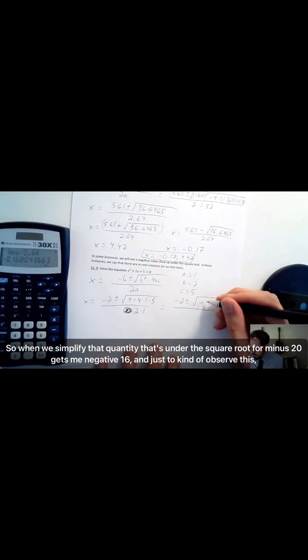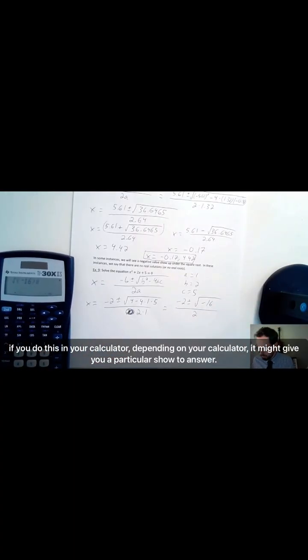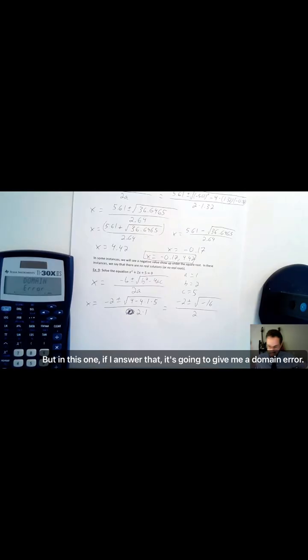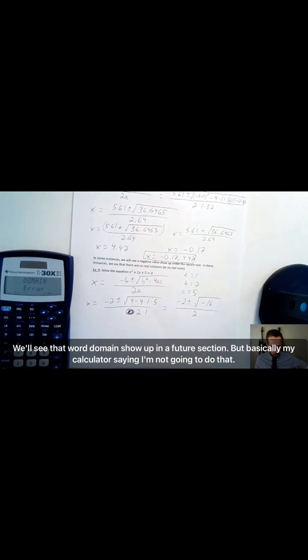So when we simplify that quantity under the square root, 4 minus 20 gives me negative 16. And just to observe this, if you do this in your calculator, depending on your calculator, it might give you a particular sort of answer. But in this one, if I enter that, it's going to give me a domain error. We'll see that word domain show up in a future section. But basically, my calculator is saying, I'm not going to do that.